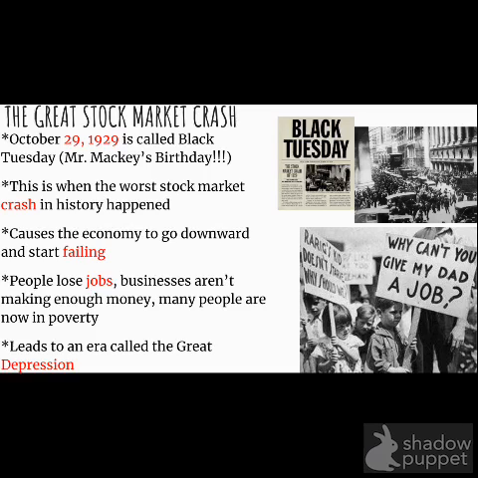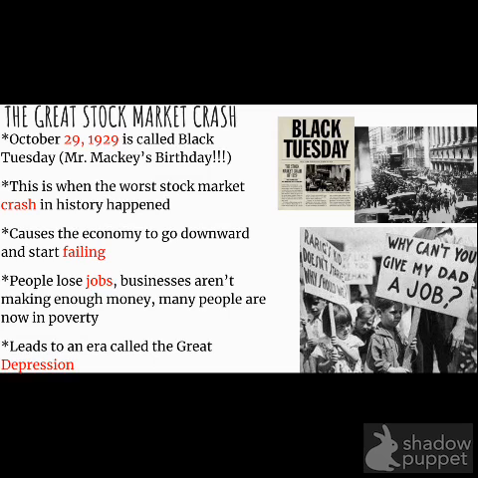So the great stock market crash occurred on October 29th, 1929, and it's called Black Tuesday. October 29th is also my birthday, so it's easy to remember. This is when the worst stock market crash in history happened. We see the economy go downward and start falling. People are losing jobs, businesses aren't making enough money, people are now in poverty. And remember, poverty just means that people are very poor. And then this leads us to the era called the Great Depression.